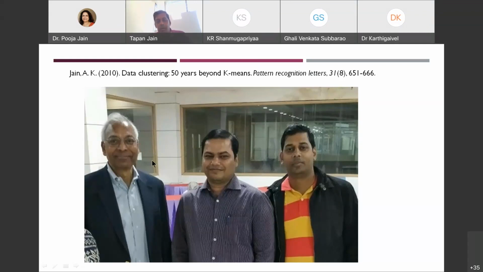One paper is written by Professor A.K. Jain, Data Clustering: 50 Years Beyond K-means. Imagine, this paper was published in the very renowned Pattern Recognition Letters in 2010. And in 2010, data clustering 50 years beyond K-means, so that means this method evolved in the year 1960. And now after 62 years, this method is still very, very popular. So that's why I chose this particular method for unsupervised learning.